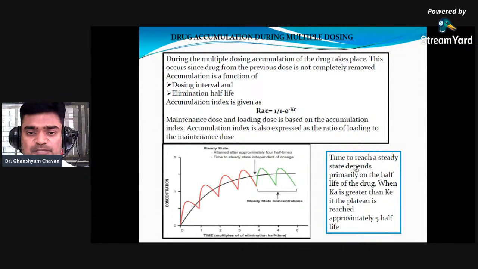Time to reach a steady state depends primarily on the half-life of the drug, as we have discussed here. When Ka, the constant for absorption, is greater than Ke, the constant of elimination, the plateau is reached at approximately 5 half-lives, meaning here the plateau has been reached. Students, I hope you understood this graph. Try to understand, and if you don't, tell me again. I will repeat it, because it is very important to understand how it attains steady state concentration and how half-life plays a great role in maintaining it, so that you start to get its effects.